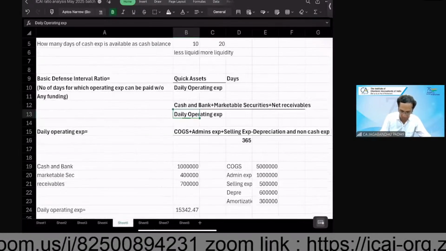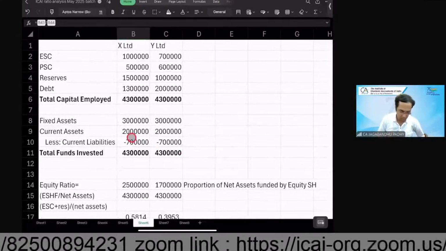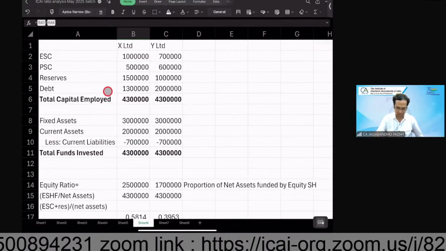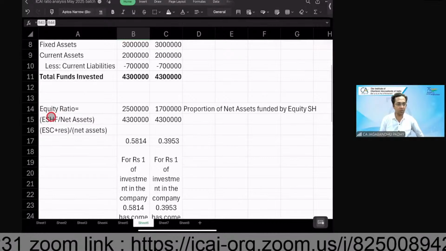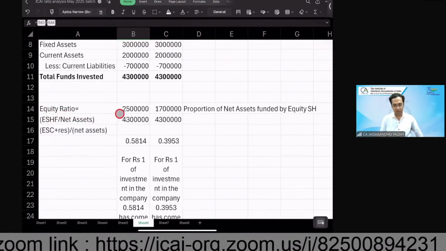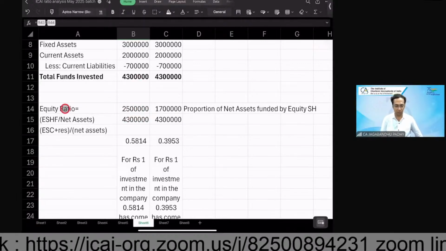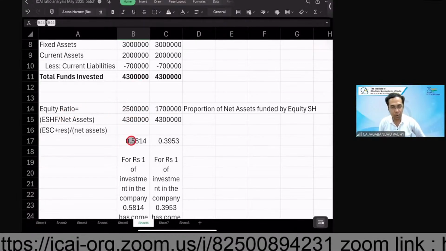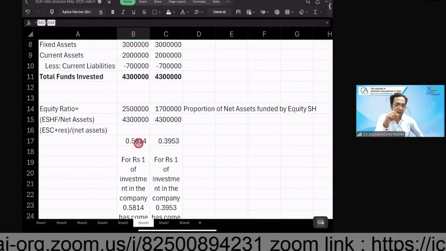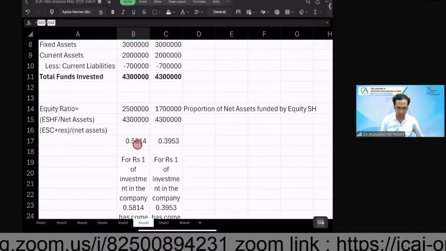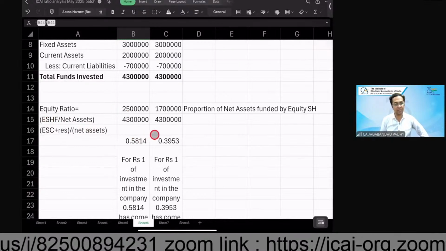Long-term solvency is comparing your long-term debt and long-term sources of funds with something else. Like in the equity ratio, you are comparing the amount of equity shareholders' fund as compared to the net assets. In the first company, you had 43 lakh of total funds invested. Out of it, 25 lakh was from the equity shareholders. So there you had the ratio as 0.5814. It means for every 1 rupee of asset in your business, 0.58 is due to funding from the equity shareholders, whereas in the second case it is 0.39.